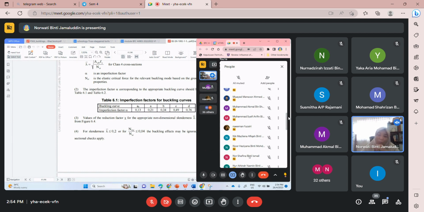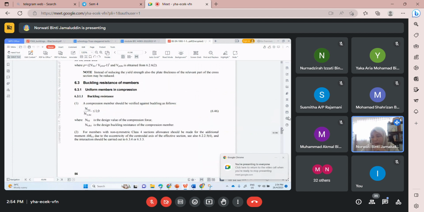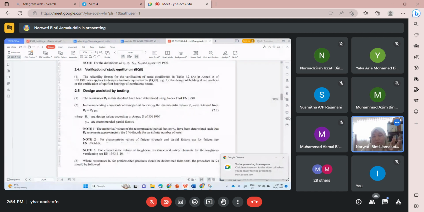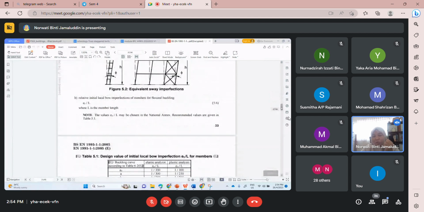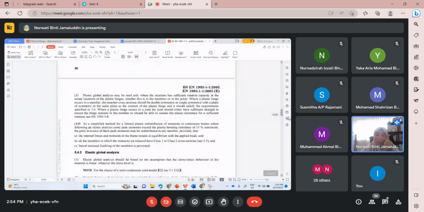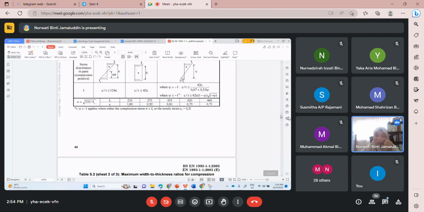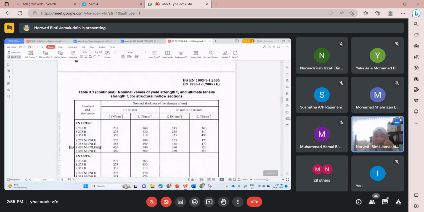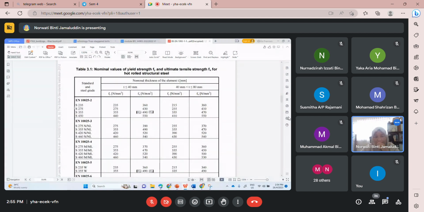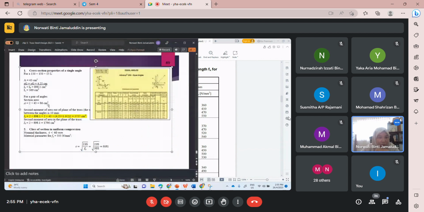Okay, so table 3.1. From table 3.1, the thickness is less than 40 and the grade is still S355, so definitely fy will be 355. Where is table 3.1? Okay, here. S355, thickness less than 40, so fy is 355.